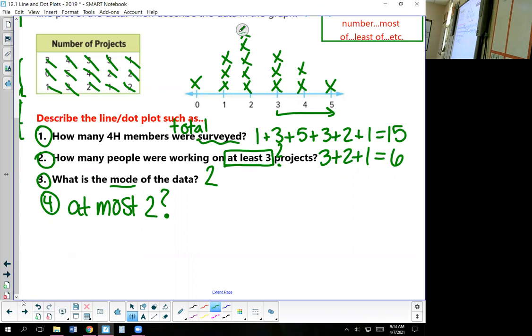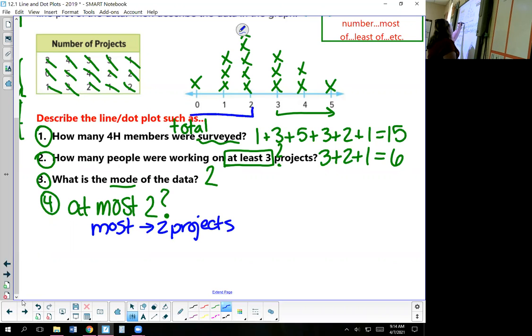Okay? I know, you're thinking at least. So if I say at most 2, the most I can do is 2 projects. That's what that means. So that means 2 or less. That's the most I can do. So that would be 1 plus 4, 1 plus the 4 plus the 6 kids, 5 kids. Right, 5?